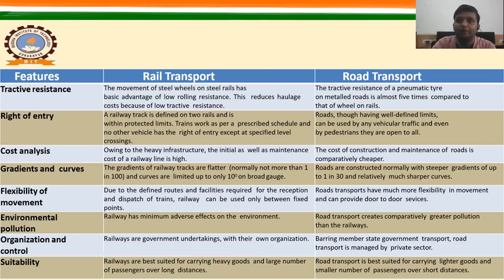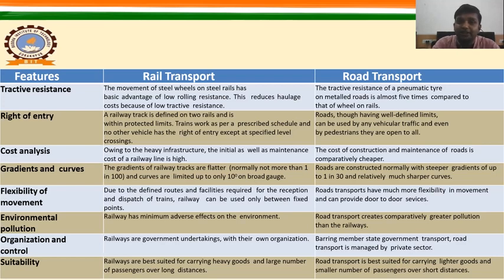Now coming to the other point, that is environmental pollution. Railway has minimum adverse effect on the environment, and road transport creates comparatively greater pollution than the railways. We all know that from the environmental aspect, the railway has minimum adverse effects, whereas the road has greater pollution effect.